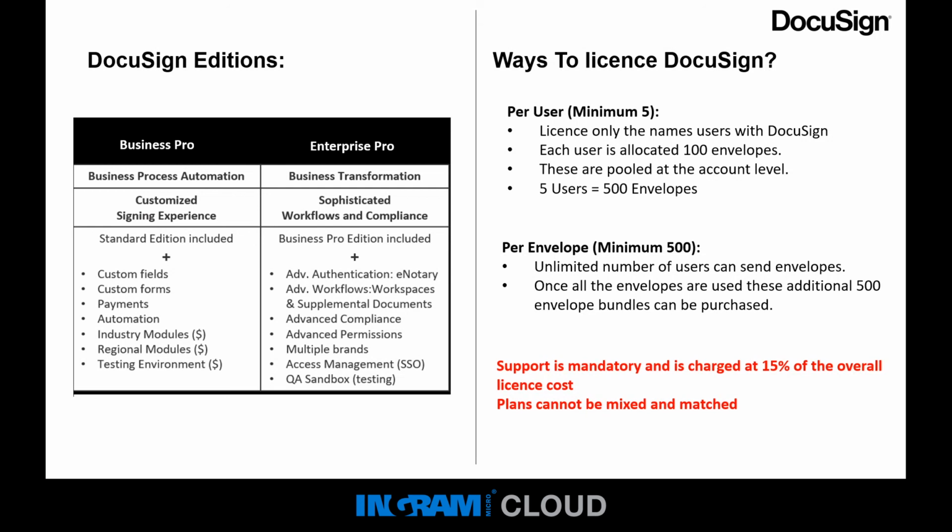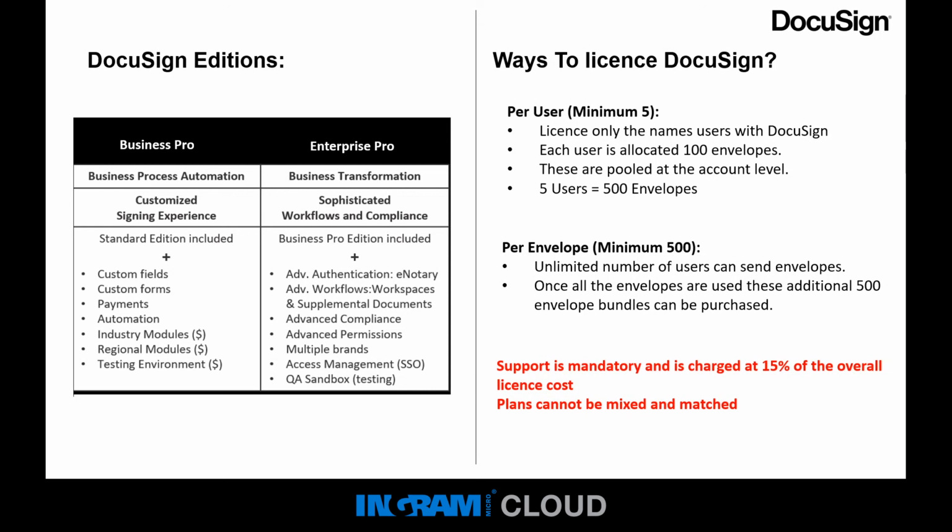The other model is on an envelope basis, which means that you can have an unlimited number of users that can send envelopes. Effectively, it's just a pool of envelopes which everybody can go in and consume. And once those envelopes have been completely consumed, then they can be added in additional 500 envelope bundles.